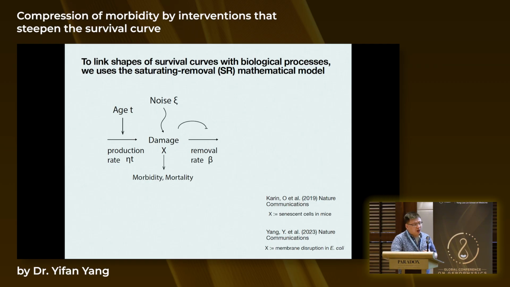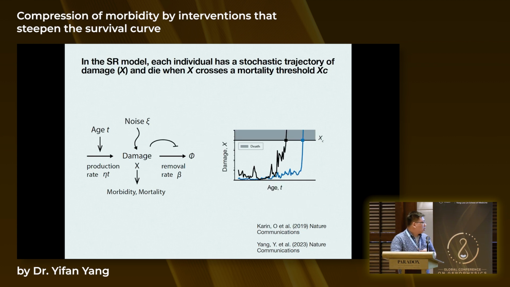which is that damage production increases with age linearly, and damage removal saturates at high damage levels. If we simulate this model on computers, we get these kinds of stochastic trajectories of damage. And if you assume that individuals die when the damage crosses a certain threshold, we get a lifespan, but each individual dies at a different time. So this gives us the survival curve.